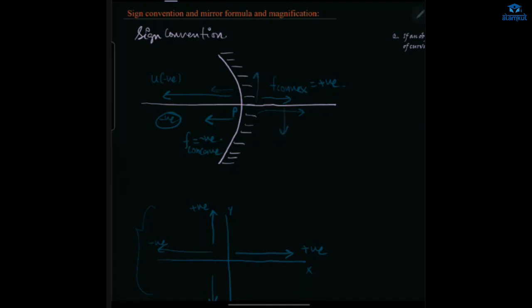Now if the object is erect, then it will be taken as positive, and if it is inverted, then it will be taken as negative, because it's showing the negative y-axis. Means if our answer for the height of the image comes out negative, then we'll say that the image is real, because inverted images are always real.